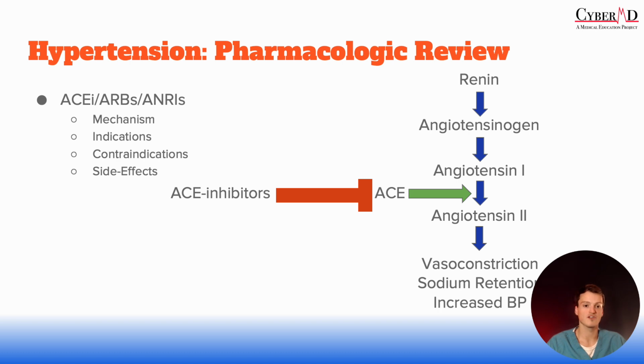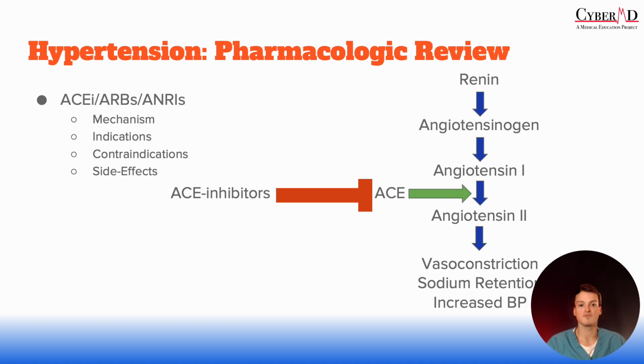They're also contraindicated in patients who have a known bilateral renal artery stenosis, and they're also contraindicated in pregnancy due to teratogenic effects. Their side effects can include a dry cough, hyperkalemia, renal impairment, as well as angioedema. And although the angioedema is rare, it is a serious adverse effect requiring immediate cessation of the drug. Next, we're going to talk about the angiotensin II receptor blockers, or ARBs.